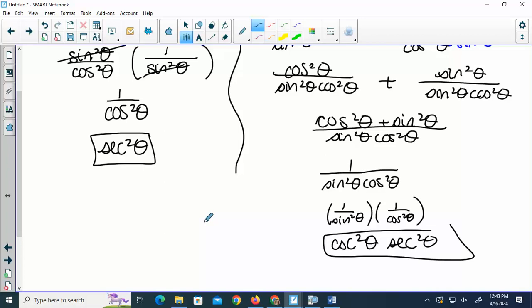Is it okay if we leave it in the fraction? You want to? I would prefer if you have 1 over something, write it in terms of the reciprocal. Is that one okay?